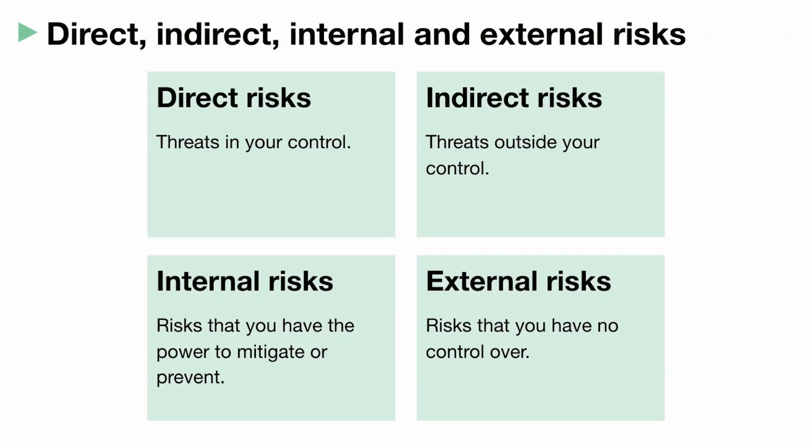Internal are risks that you have the power to mitigate or prevent. For example, loss of data, breaches of regulation, reputational damage, or fatigue on road. This may be staff burnout or high turnover, things you can address through better systems. And external. These risks you have no control over. For example, regulations and policies from governments or poor connectivity.